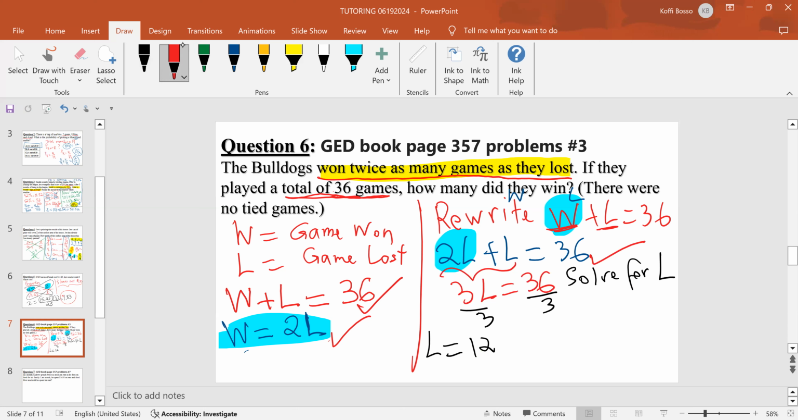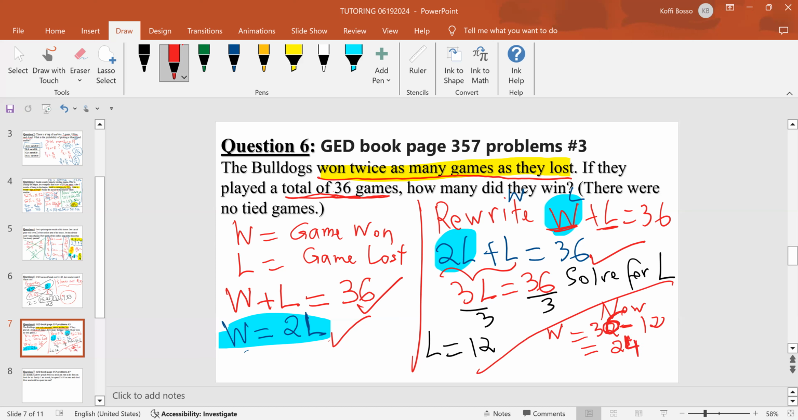Okay, so now the wins W will be 36 minus 12. And that gives you 24.